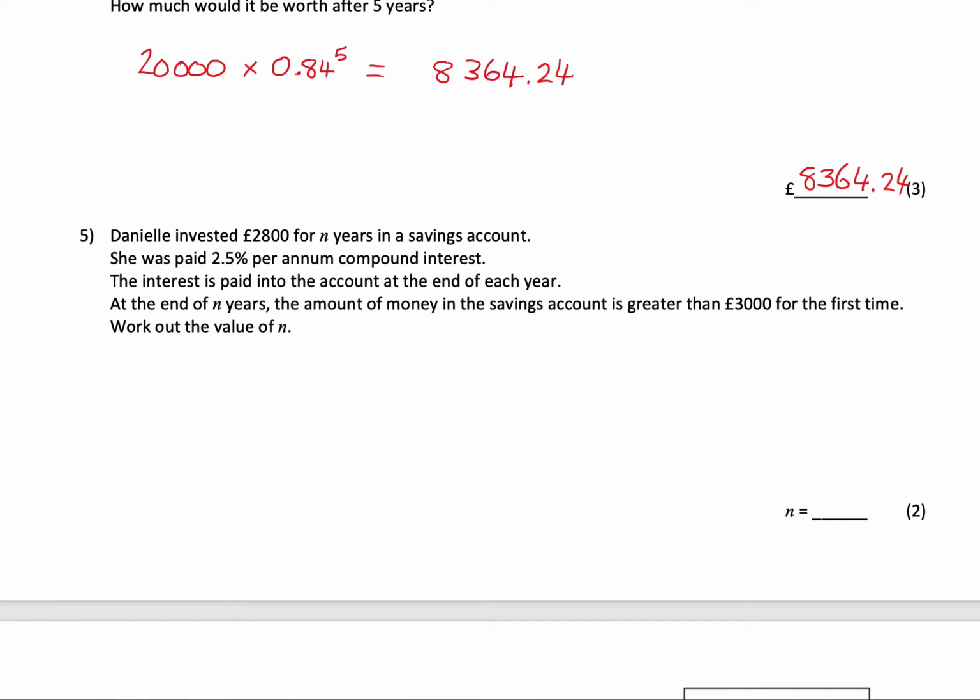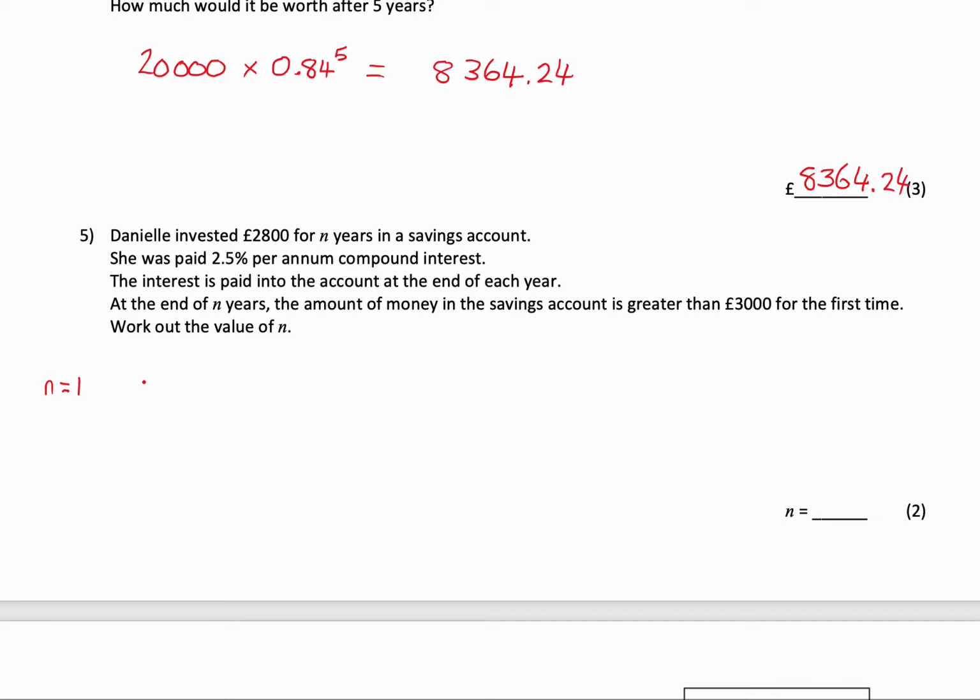Number 5, Danielle invests £2,800 for N years in a savings account. She was paid 2.5% per annum compound interest. The interest is paid into the account at the end of each year. At the end of N years, the amount of money in the savings account is greater than £3,000 for the first time. Work out the value of N. Okay, so the best way to do these ones is really just to try and improve, basically. So try something and then improve on it. Just count up in N until we get to the right one.